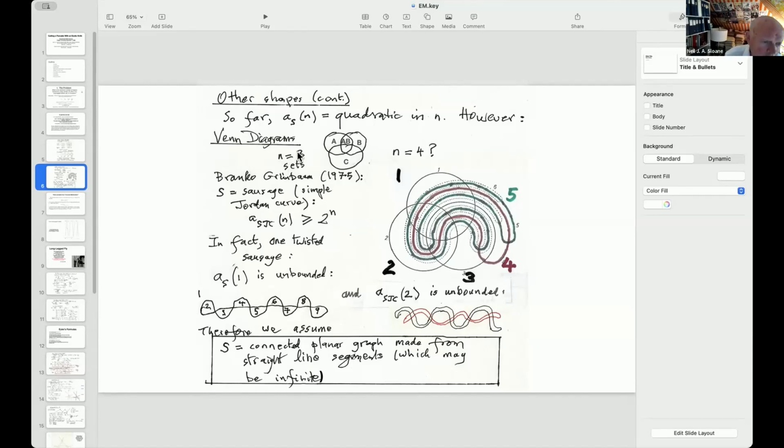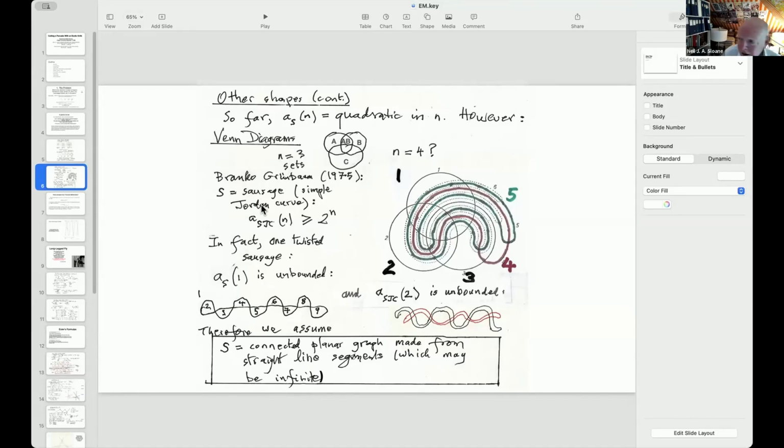And with n equals 3, you can do it with circles. With n equals 4, you can't. 4 circles, I showed you the maximum number of regions you can get with 4 circles is 14. We need 16 regions for 4 different kinds of sets. And you can do it with 3 circles and an ellipse, as John Wilde pointed out to me the other day. But the construction which generalizes is the following.